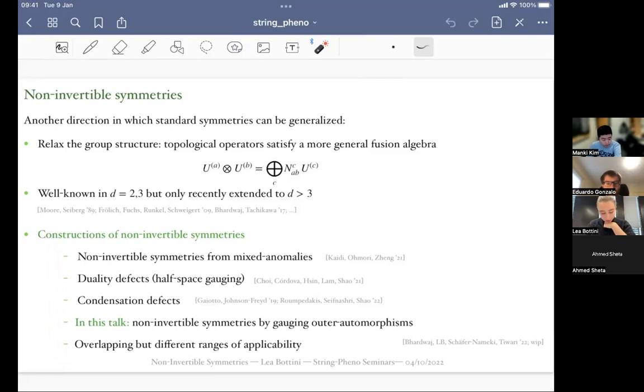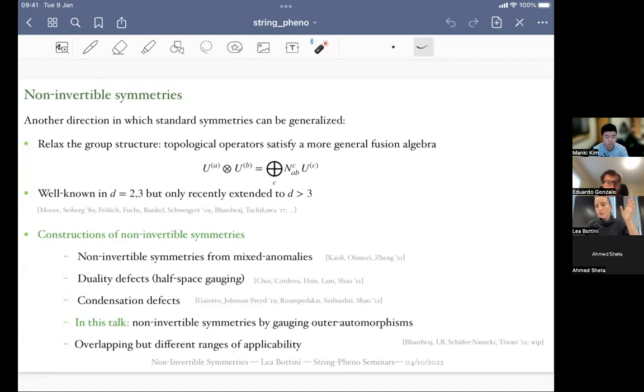And these are the main constructions that there have been recently. So the first one is non-invertible symmetries from mixed anomalies. That was first shown in this paper. And here the idea is essentially that you have a theory with 2 symmetries, let's say G and H, and these symmetries have a mixed anomaly. And the idea is that if this mixed anomaly is of a suitable type, by gauging, for example, H, you can make G non-invertible.